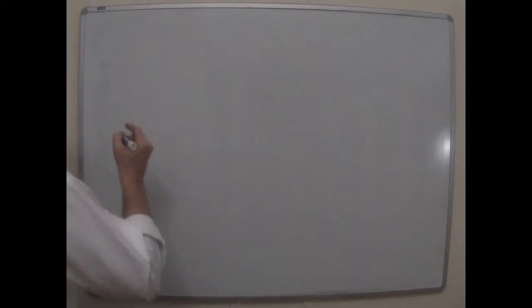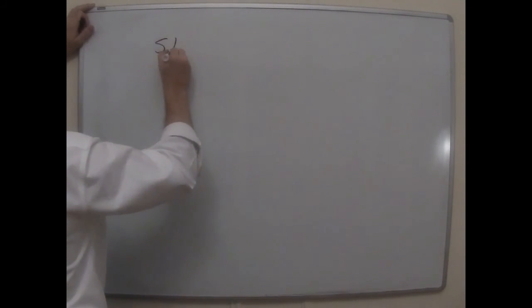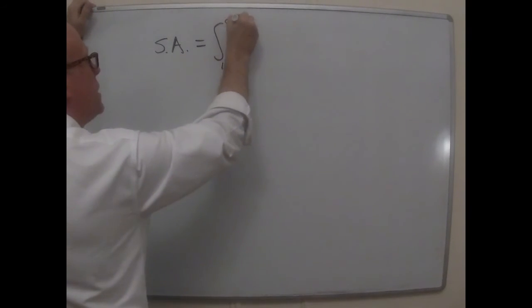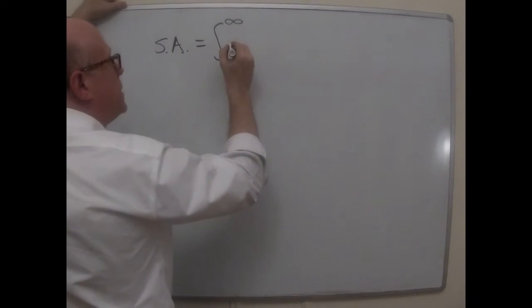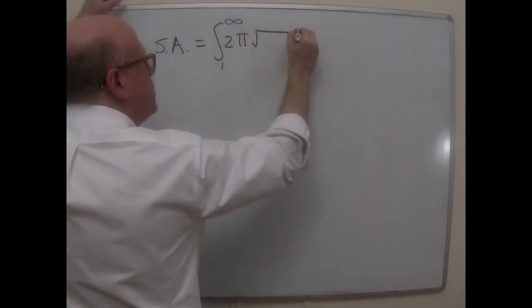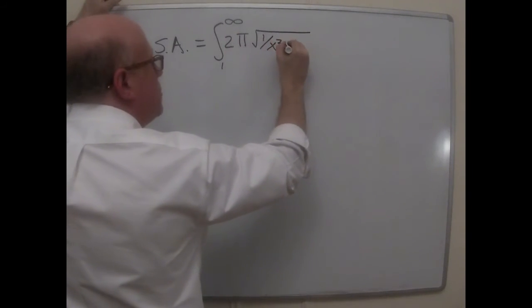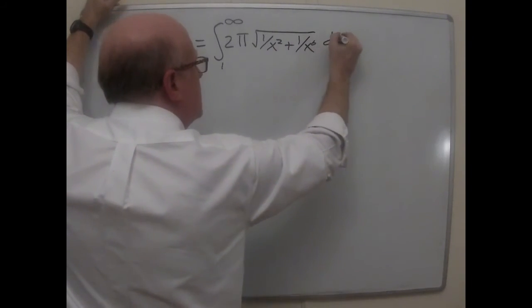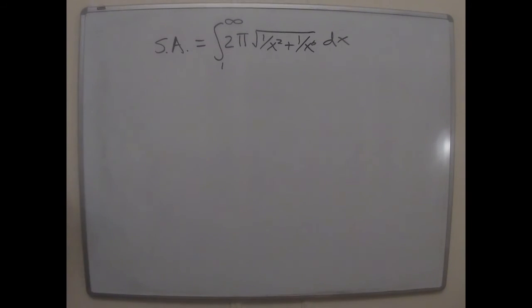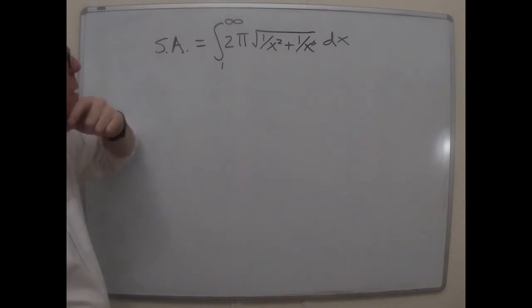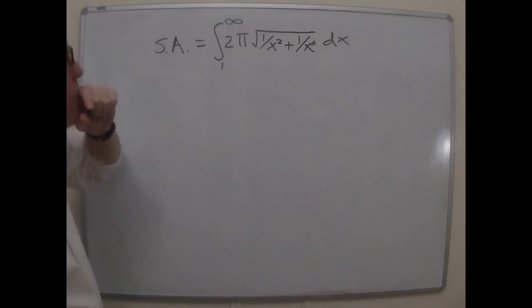So let me set up the integral we need to do. That surface area is equal to the integral from 1 to infinity of the integrand I just wrote down: 2 times pi times the square root of 1 over x squared plus 1 over x to the 6th dx. And here's where I kind of went wrong. This would be a pain in the neck to integrate. I'm not sure that it would ever be possible. But it is possible to just estimate.